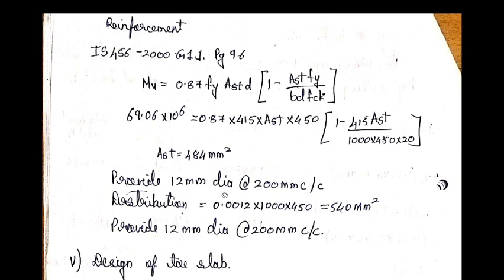So providing 12 mm diameter at 200 mm center to center. We will provide 12 mm diameter at 200 mm center to center in the heel slab. And the distribution bar is 0.12% of the cross section. So 0.12 divided by 100 gives us 0.0012 into b into d. The width of the slab we assume as per meter, so 1000, and the depth of the slab 450. So it is working out to be 540 mm square. So here also we will provide 12 mm diameter at 200 mm center to center.